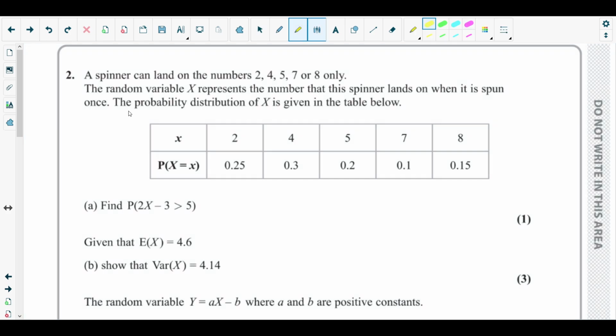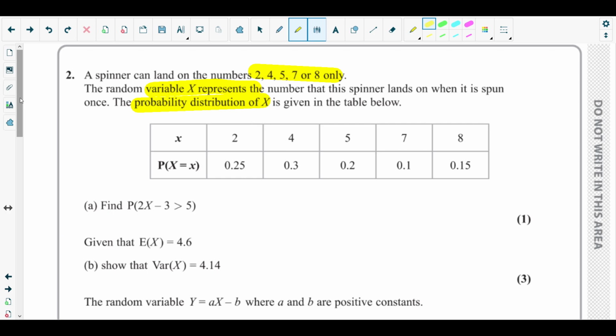Here they are saying a spinner can land on the numbers 2, 4, 5, 7 or 8 only. The random variable x represents the number that this spinner lands on when it is spun once. So x represents the number on which the spinner lands. The probability distribution of x is given in the table below. We can see the probability distribution of x.